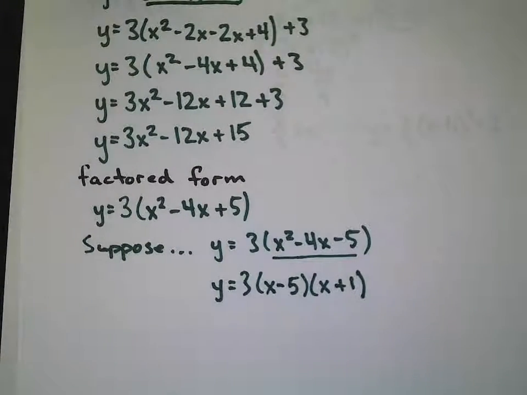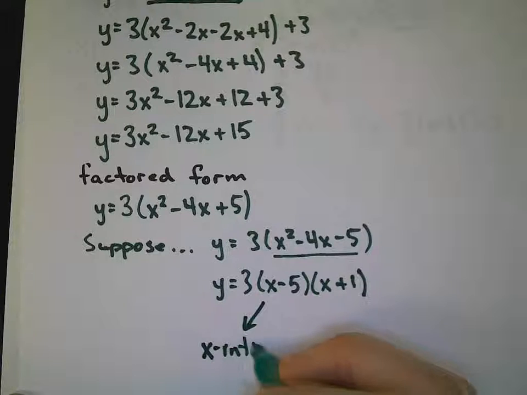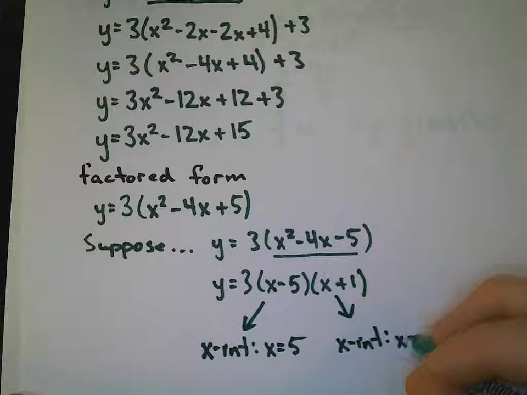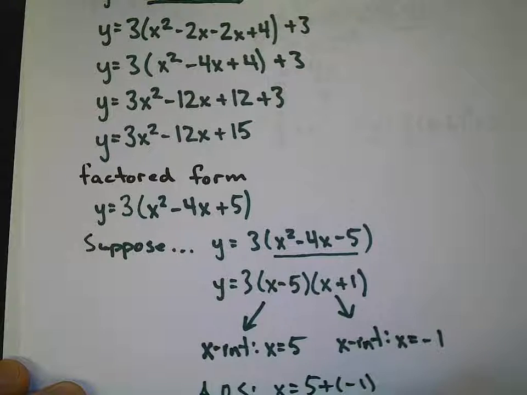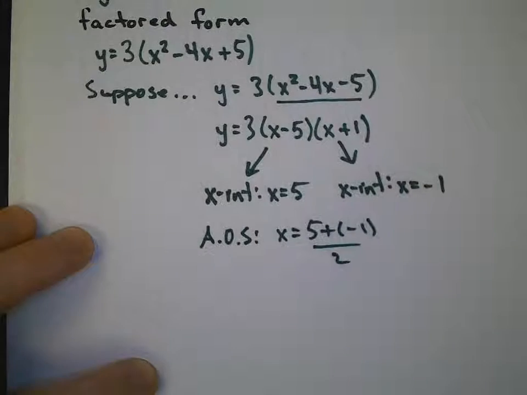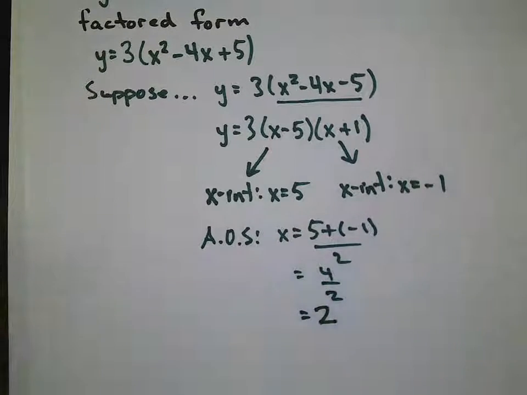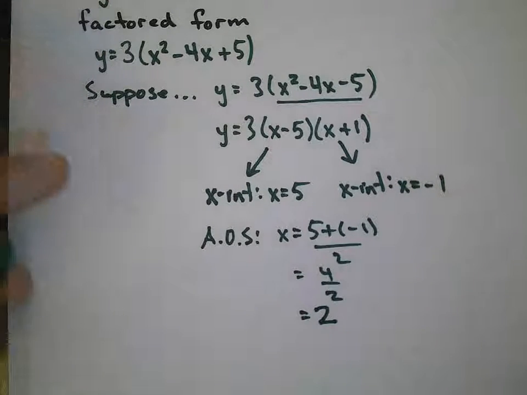Why is it so important to know how to do this in factored form? Well, that lets you know that your one x-intercept is 5, and your other x-intercept is negative 1. And why does that even matter? Well, then we can determine what your axis of symmetry is. Your axis of symmetry would be 5 plus negative 1 all over 2. That would be 4 over 2, and your axis of symmetry would be 2. Which is all cool. You can figure out your vertex as well by taking this 2 and subbing it back into the equation. Well, awesome.